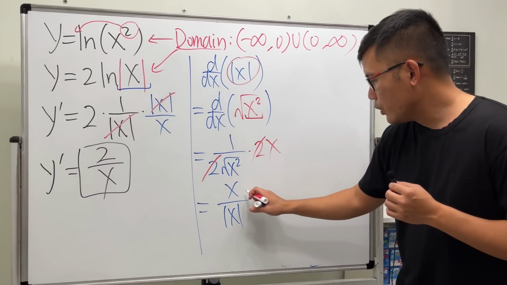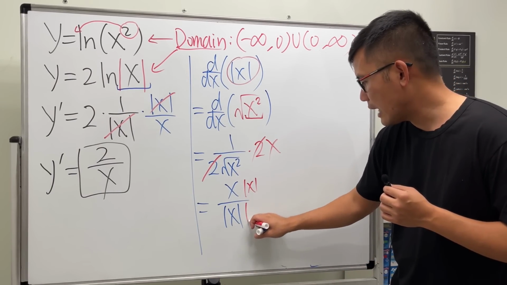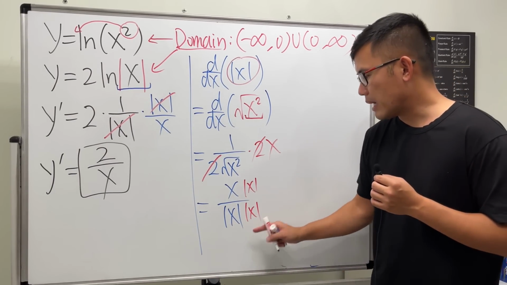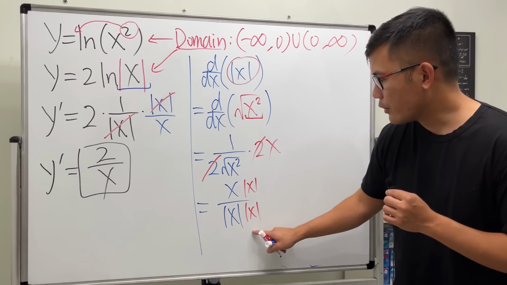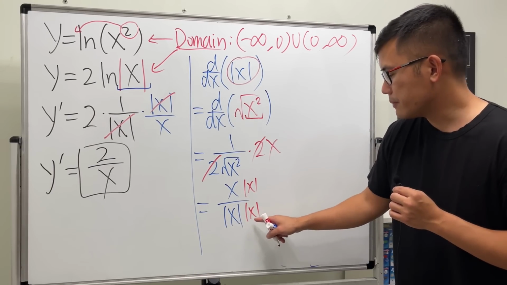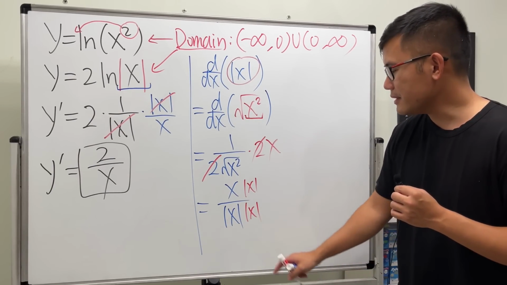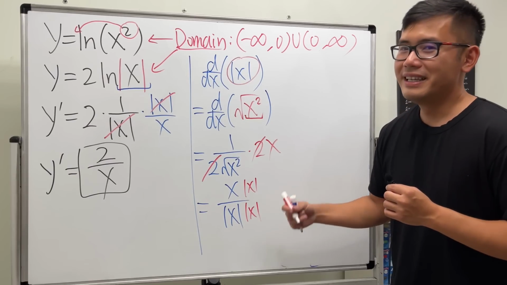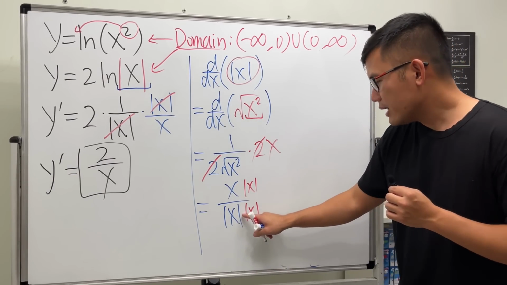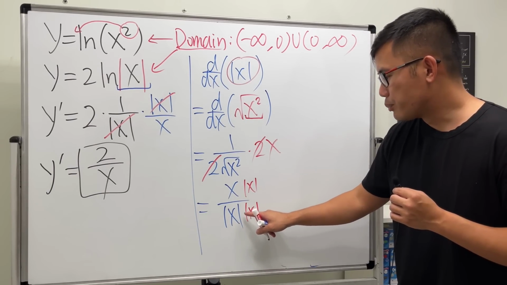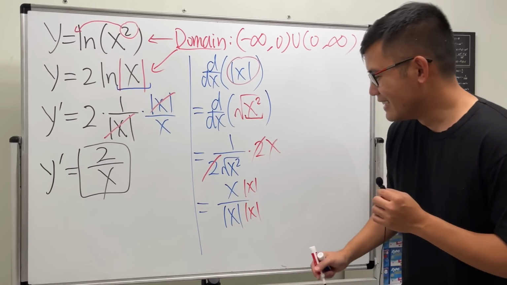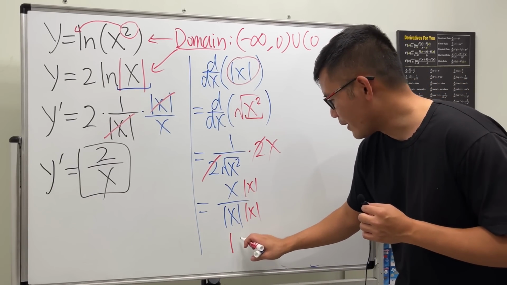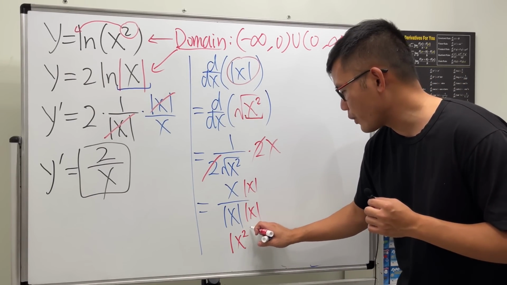To do so, we will multiply the top and bottom by absolute value of x. And for the bottom here, one of the facts about absolute value is that the product of two absolute values is the same as the absolute value of the product. So we can write this down as absolute value of x times x, which is just x squared.